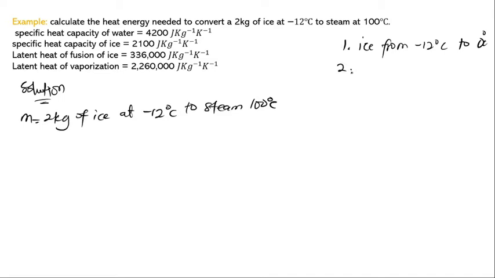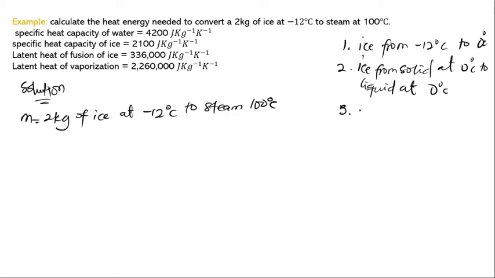Now the second one is what? The change in state, because we need to change the ice from solid at 0 degrees Celsius to liquid, which is water, at 0 degrees Celsius. So we are converting the ice from solid to liquid at the same temperature, but then there is a change in state of matter.